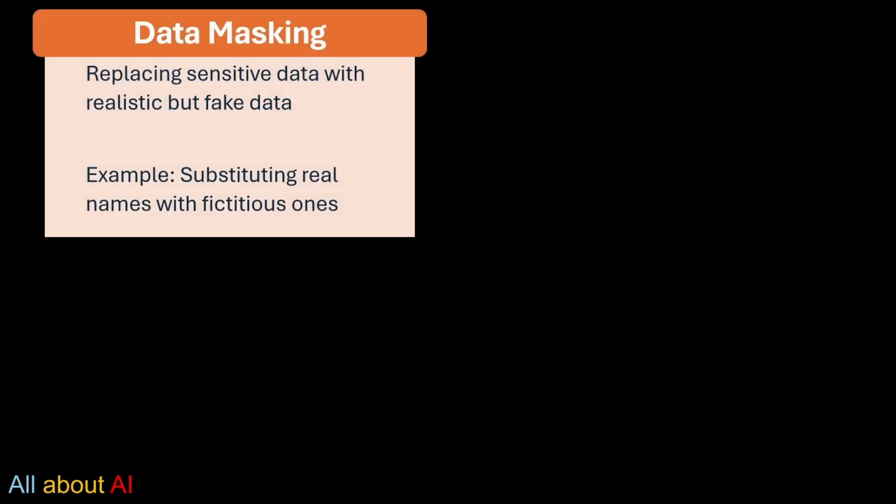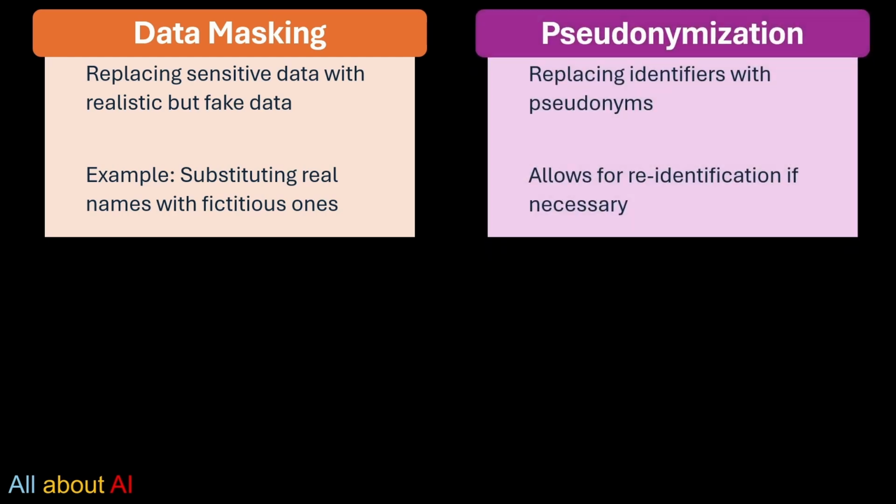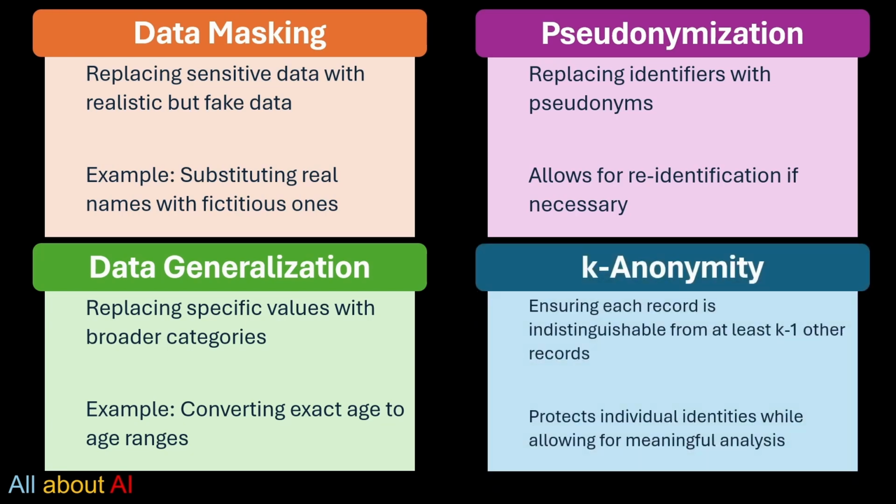Now, there are various ways to do anonymization. Data masking is one of them, which replaces sensitive data with realistic fake data. For example, substituting a real name with a fictitious name. Pseudonymization, replacing identifiers with pseudonyms. This allows re-identification if necessary. Data generalization, here replacing specific values with broader categories. Converting exact age to age ranges.